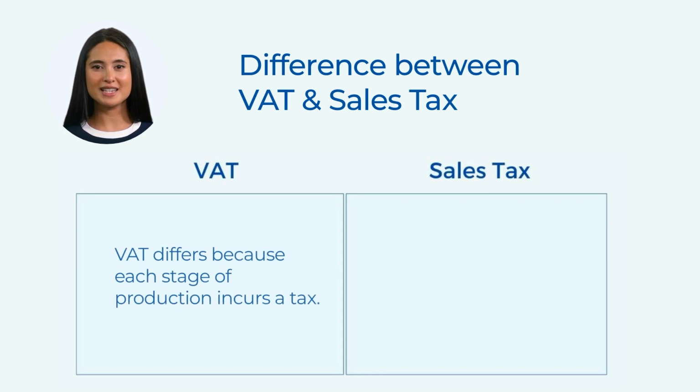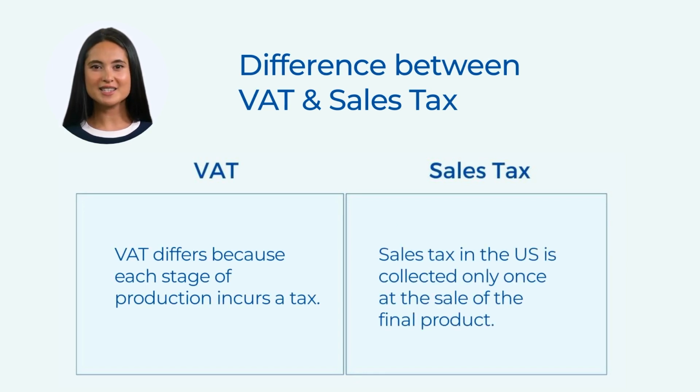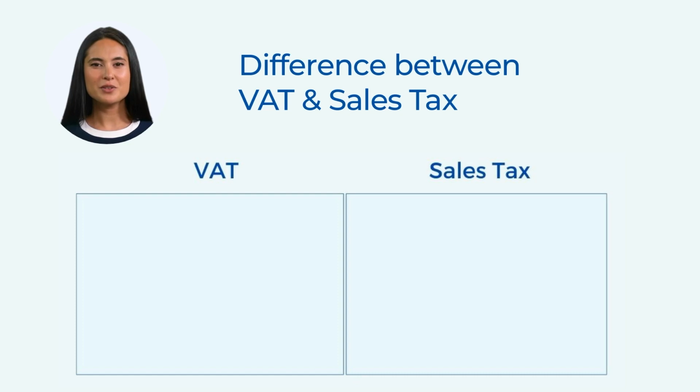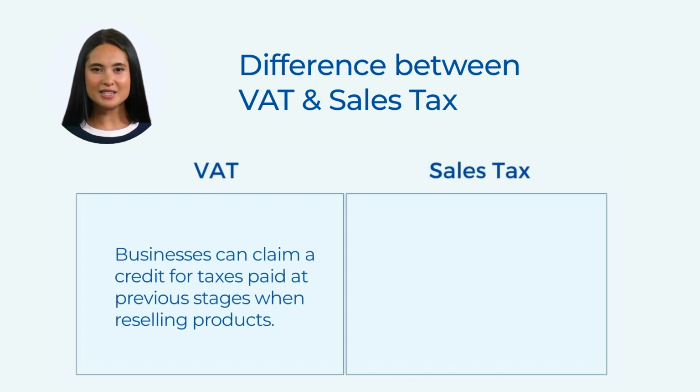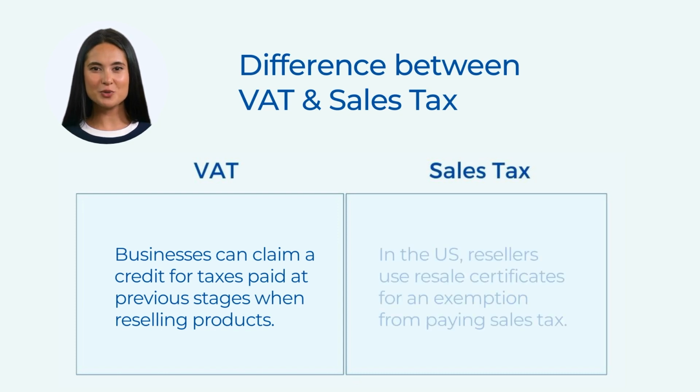VAT differs because each stage of production incurs a tax. In contrast, sales tax in the U.S. is collected only once at the sale of the final product. Businesses can claim a credit for taxes paid at previous stages when reselling products. In the U.S., resellers use resale certificates for an exemption from paying sales tax.